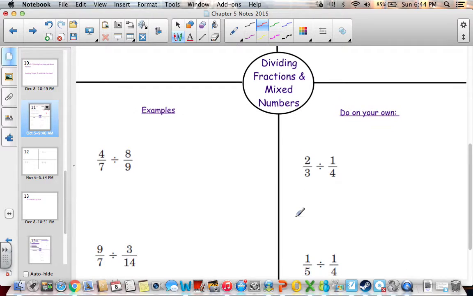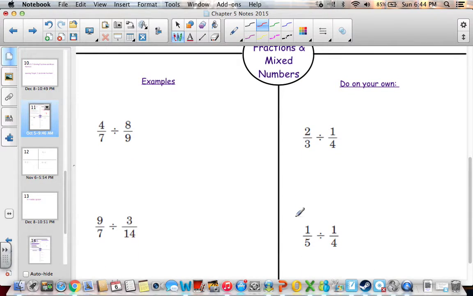All right, when we are dividing fractions, our first step says to convert mixed numbers to improper fractions. Here's our first example. We do not have any mixed numbers, so we can skip that step. The second step says to keep the first fraction. So that's what that keep means. We're going to keep it as 4/7. Then it says to change the sign. So that's what our change is.